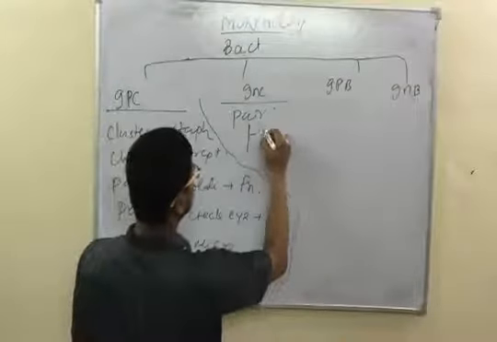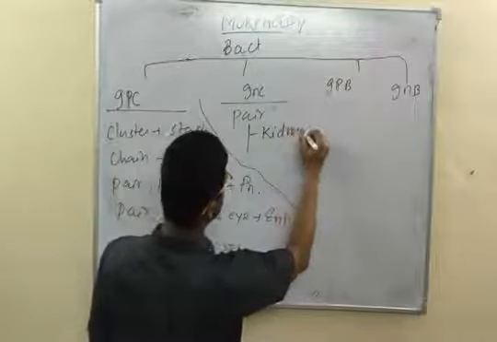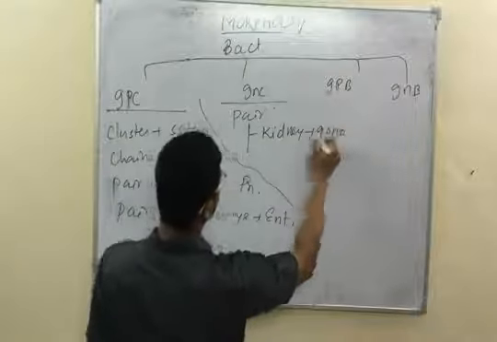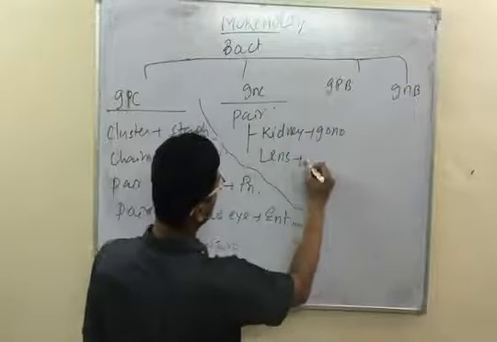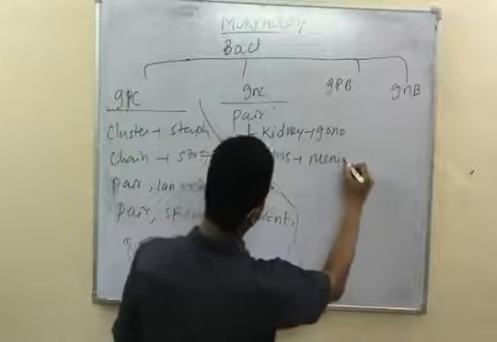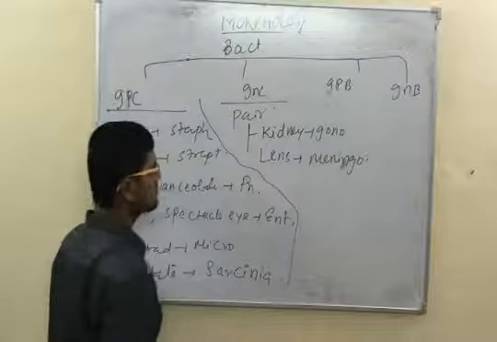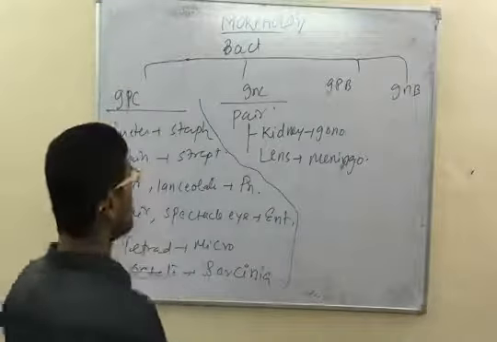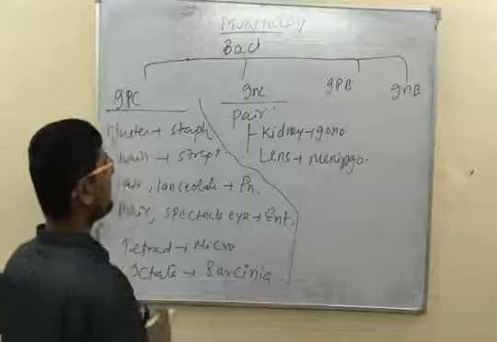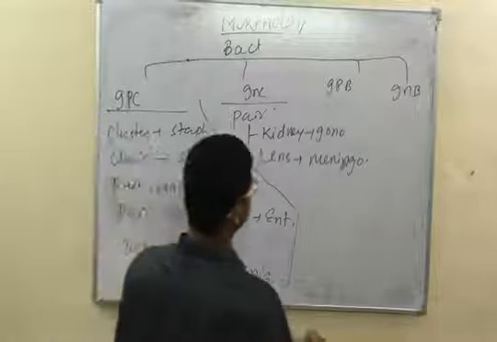If it is kidney shaped, it is gonococcus. If it is lens shaped, it is meningococcus. So this is the arrangement of gram-negative cocci. Then let us discuss gram-positive bacilli.